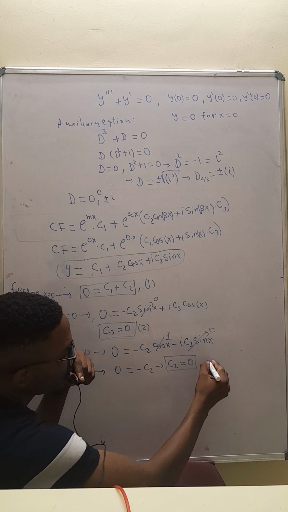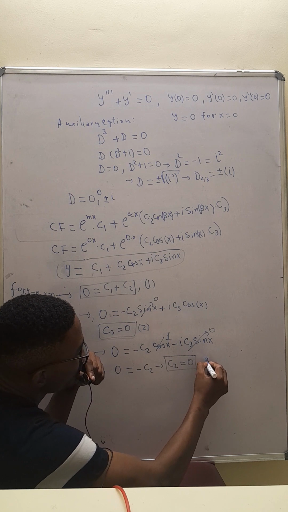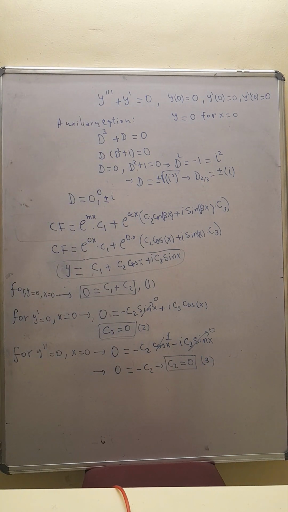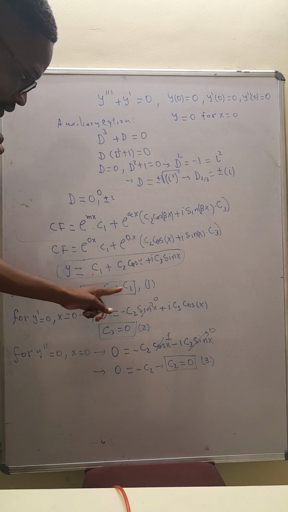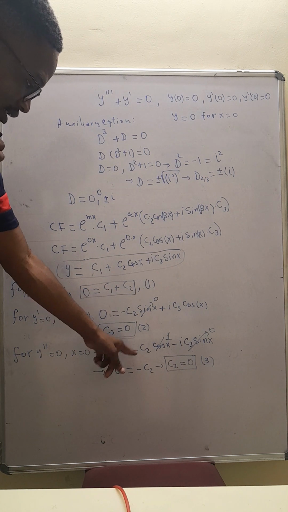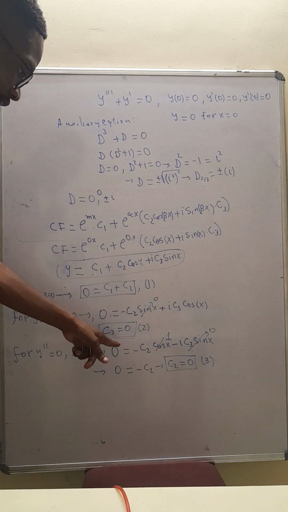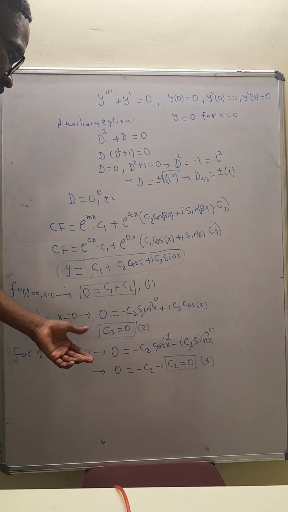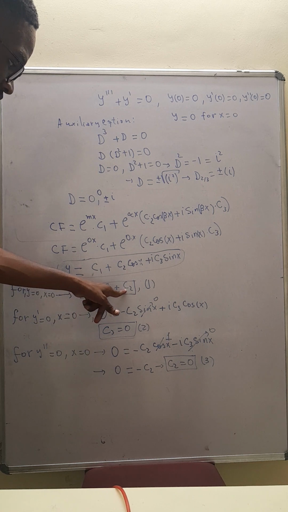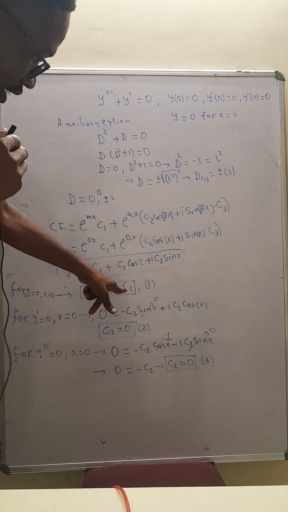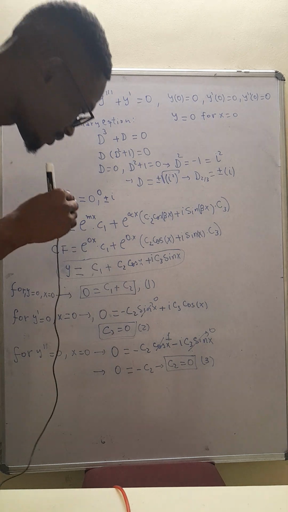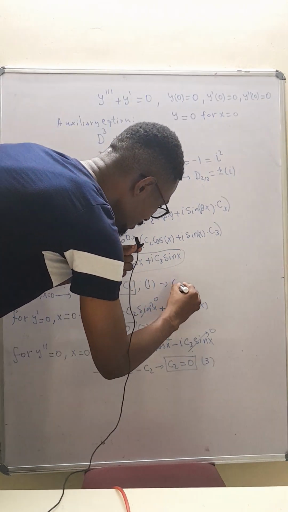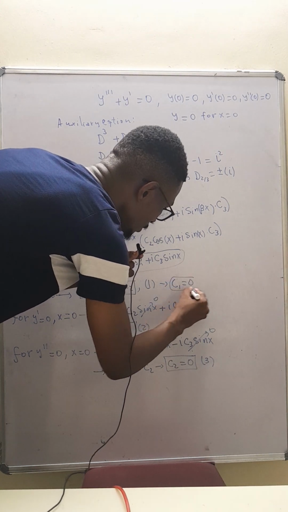So if C2 is equal to 0, what does it mean? This is my third equation here. Now see how to find C1. We said that C2 is 0, C3 is also 0. How to find C1? That's very easy, very simple. Put here C2 0, and C1 is 0. So it implies that C1 is also 0.